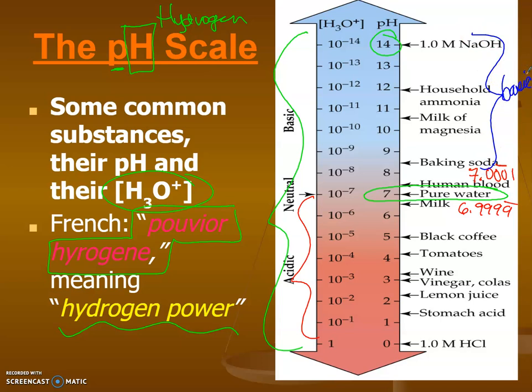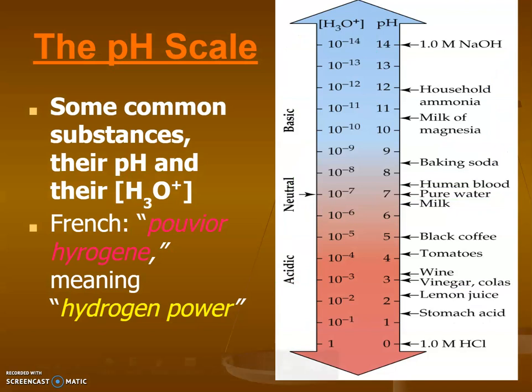So obviously things like stomach acid and lemon juice and vinegar and all that stuff is going to be acidic, but baking soda, milk of magnesia, which is an antacid, and the antacids that we take is going to be on the opposite end of the scale.